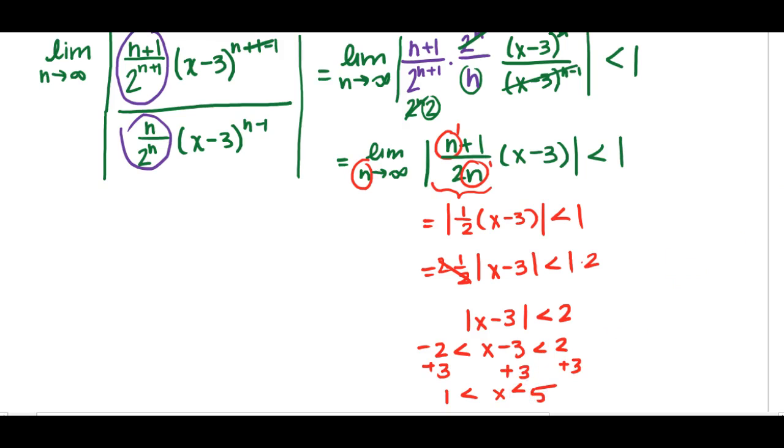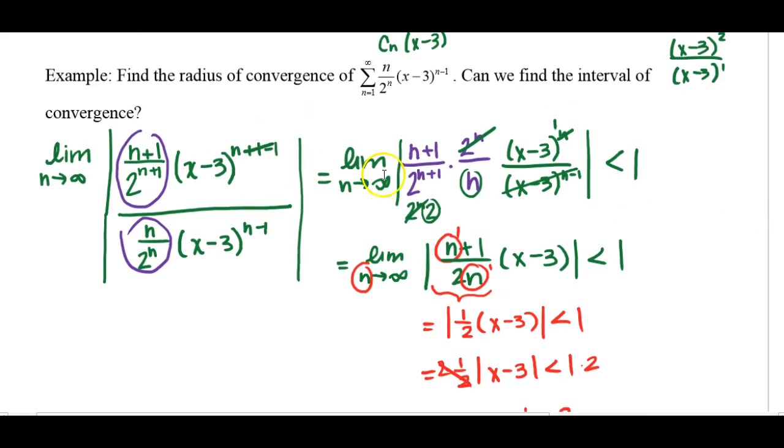Okay, that was a lot of work. What did we just find? Did we find the interval of convergence? We did not, or maybe. That's really the answer here: maybe. So let's scroll up a little bit. We were asked to find the radius of convergence, and then can we find the interval of convergence?